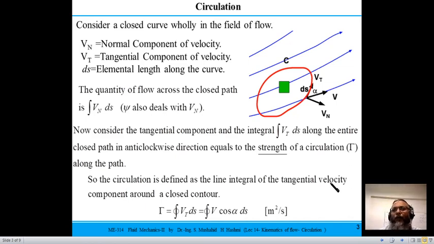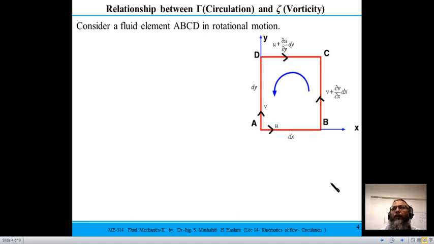Okay, let's see how actually we can think of, for example, for simplicity, we have taken a fluid element which is a rectangular element. So A, B, C, D is representing a fluid element. And let's say that this fluid element is under the transformation of rotation. So it is being rotated, and I have taken anti-clockwise direction of rotation to be positive.